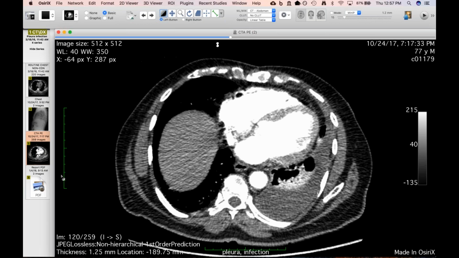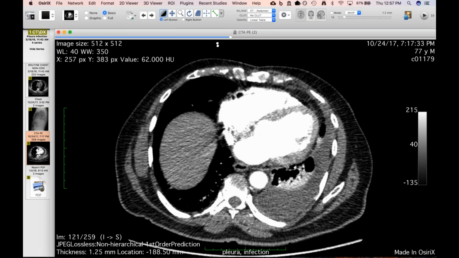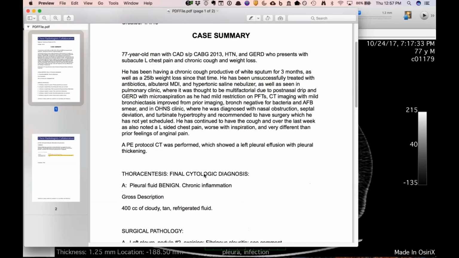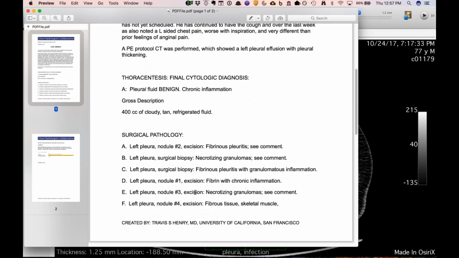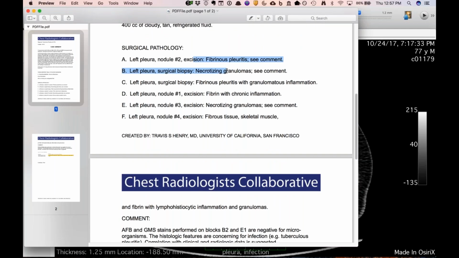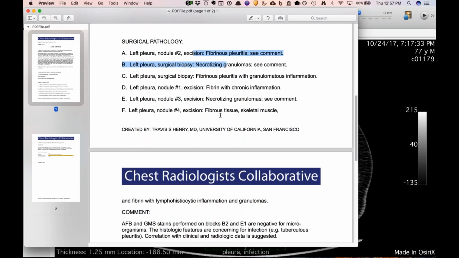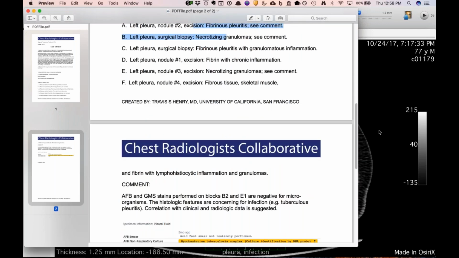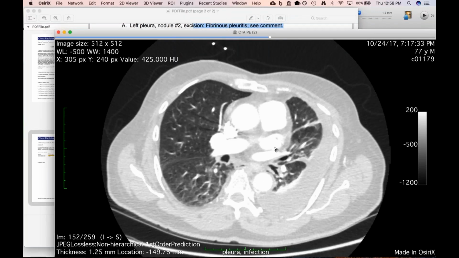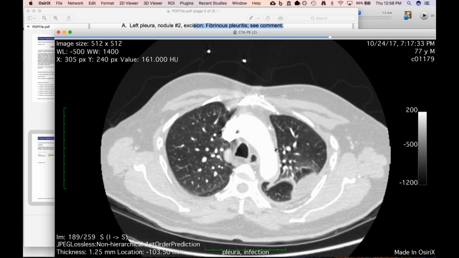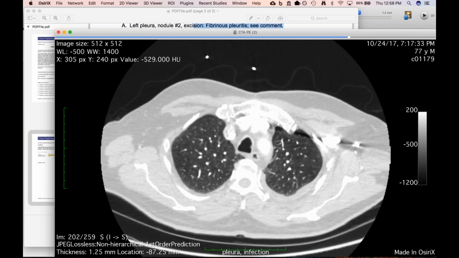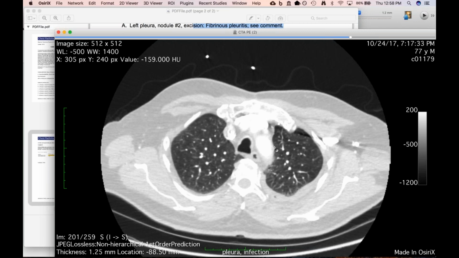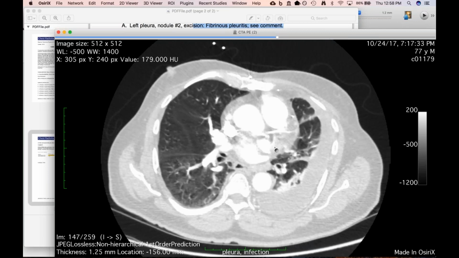In the meantime, he had undergone both a thoracentesis and then a VATS pleural biopsy, and it grew out tuberculosis. So this was a tuberculous pleuritis. It was all necrotizing granulomas, and the cultures grew out sensitive tuberculosis. It's kind of interesting because he didn't have any signs of an antecedent lung infection. It was just the pleural abnormality. Very strange, but just an interesting case.